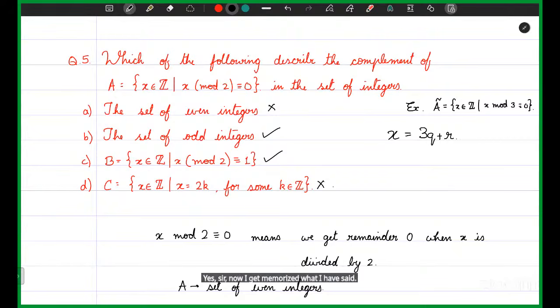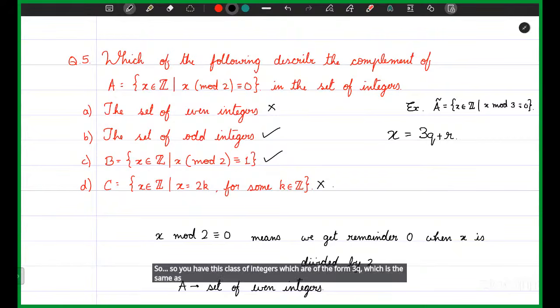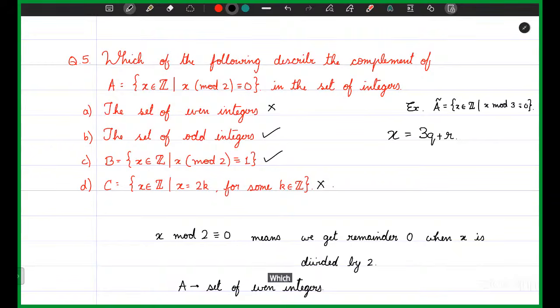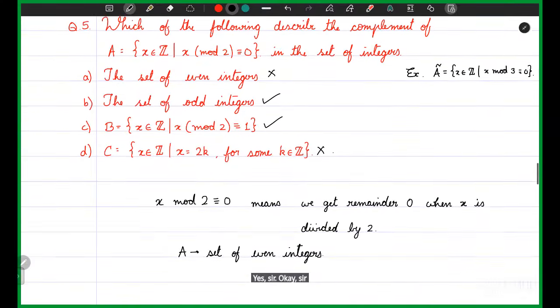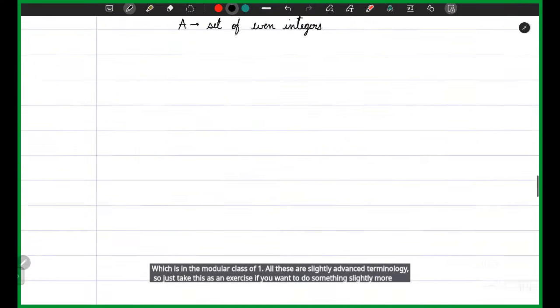So you have this class of integers which are of the form 3q, which is the same as saying x mod 3 is equal to 0, or it is of the form 3q plus 1, which is in the modular class of 1. All these are slightly advanced terminology. So just take this as an exercise if you want to do something slightly more complicated.